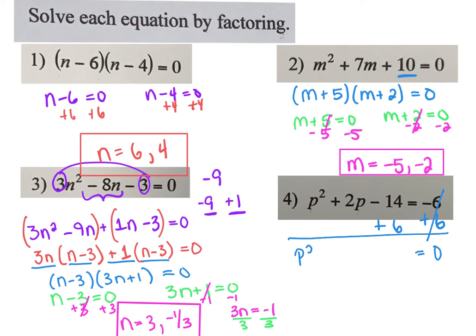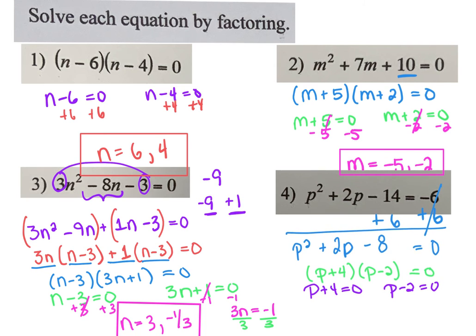So we have p squared plus 2p, and then we have -14 and +6. What am I going to get with -14 and +6? -8, right? And now I'm looking for factors of 8 that give me 2. All right, one's going to be positive and one's going to be negative. So we're going to say p plus 4, p minus 2. 4 and -2 multiply to give you -8, and they add to give you +2. And then we are just going to set those equal to 0. P plus 4 equals 0. P minus 2 equals 0.